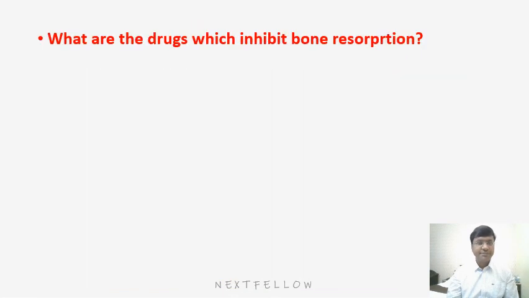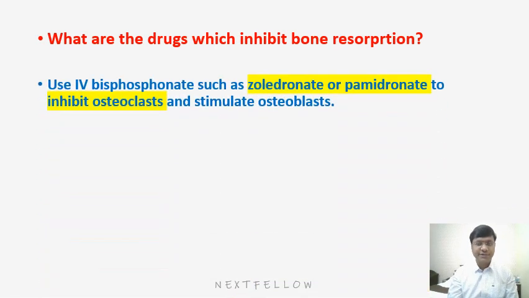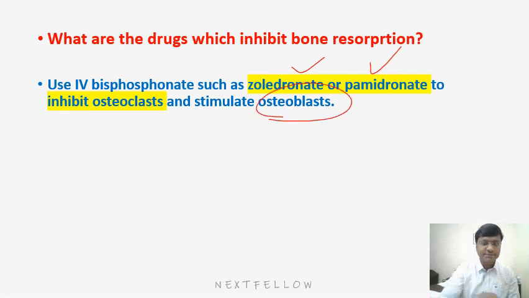Next. Now, what are the drugs which will inhibit bone resorption? Because hypercalcemia is mainly because of bone resorption in multiple conditions, whatever we have discussed, right? In that case, you need to give bisphosphonates, and these include zoledronate or pamidronate. So what will they do? They will inhibit the osteoclasts and they will stimulate the osteoblasts, right? And thereby, there will be inhibition of bone resorption.